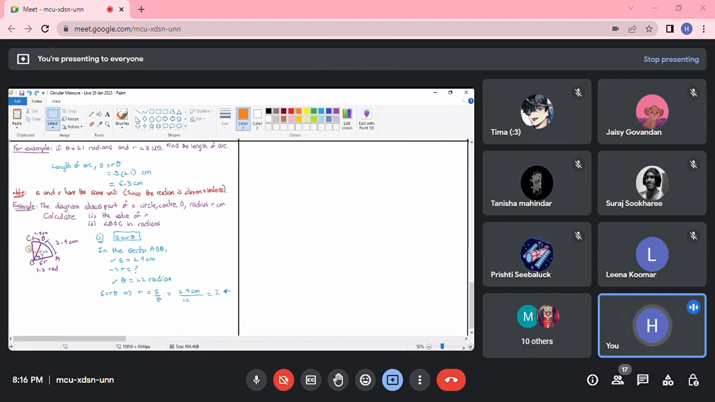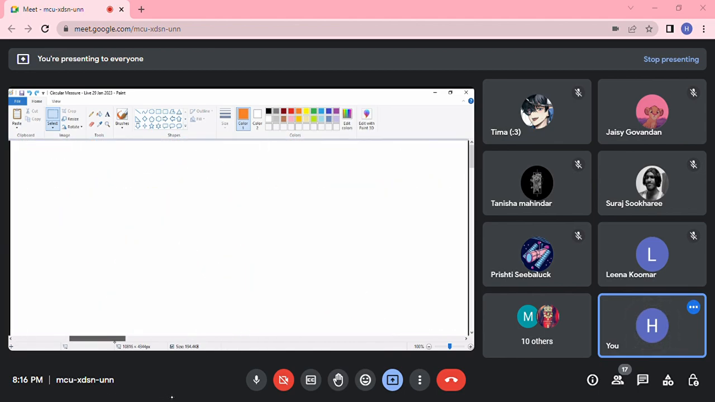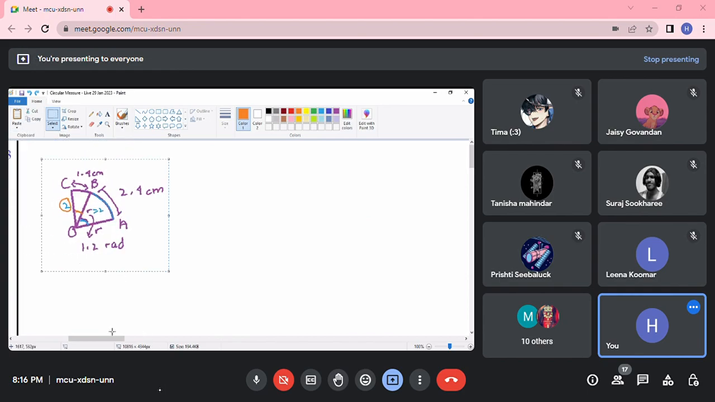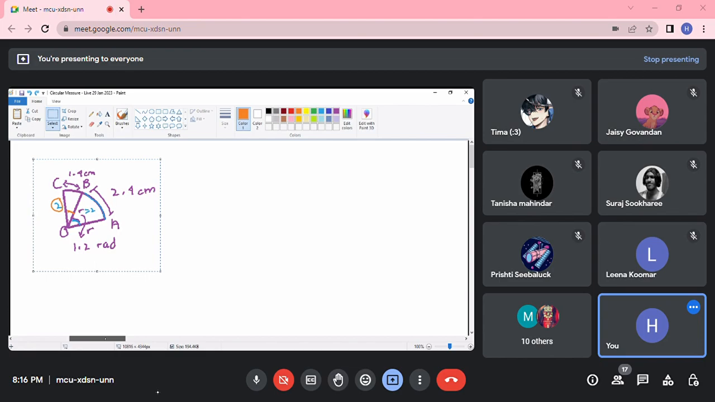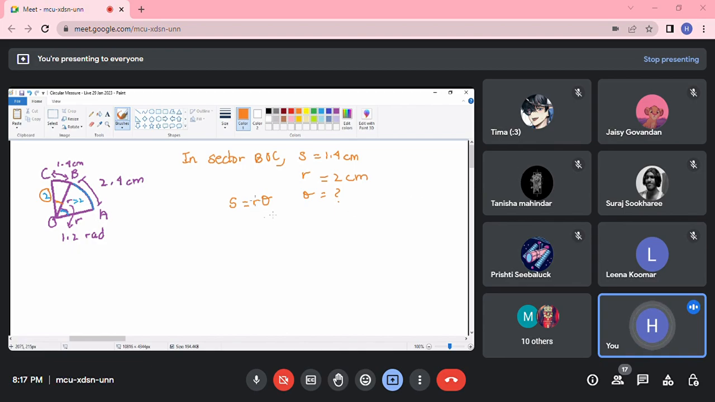Okay, so let's continue with the second part of this question, that is to find angle BOC in radians. Yeah, so we know that in sector BOC, S is equal to 1.4 centimeters and R, which we found in the first part of the question, is equal to 2 centimeters. So we just have to make use of the relation S is equal to R theta. And we need to find theta, of course. That is the angle BOC.